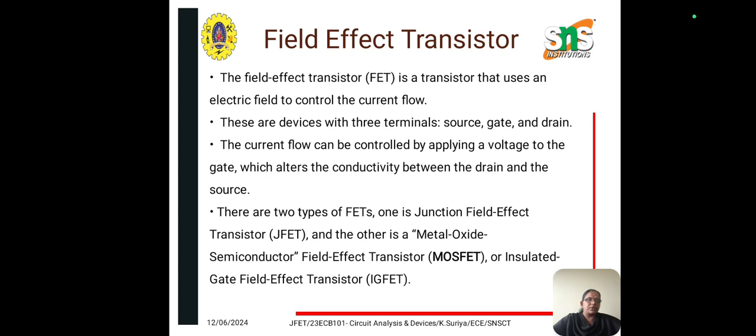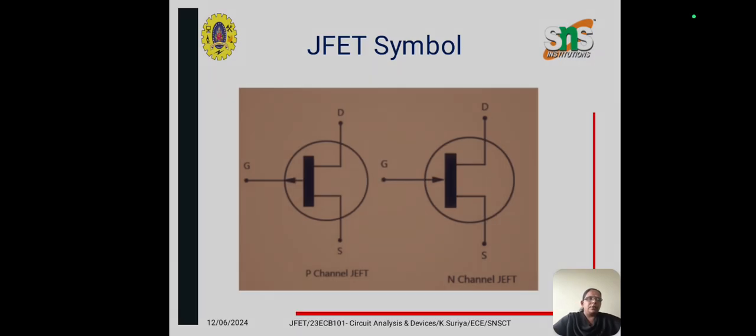One is the junction field effect transistor and the other is the metal oxide semiconductor field effect transistor, or insulated gate field effect transistor. So JFET is a unidirectional electrical circuit. It's essentially a voltage driven device. A junction field effect transistor is a three-terminal circuit with an output current controlled by applying a voltage to one terminal. So it's also called a transistor.